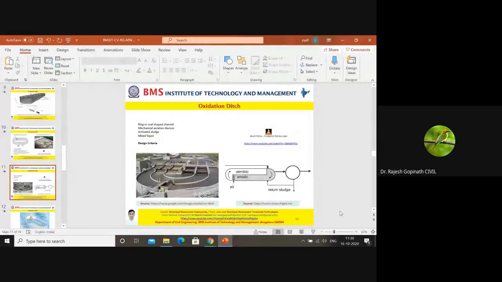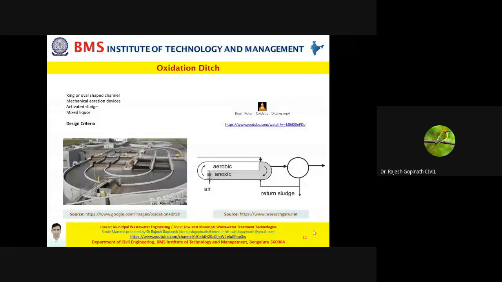So friends, that was a very simple and effective depiction of how an oxidation ditch would be functioning. Now let us come to some simple design criteria for an oxidation ditch. When it comes to an oxidation ditch, the detention period is roughly around 12 to 15 hours, and the organic loading would be around 800 to 2500 liters per kg of BOD.